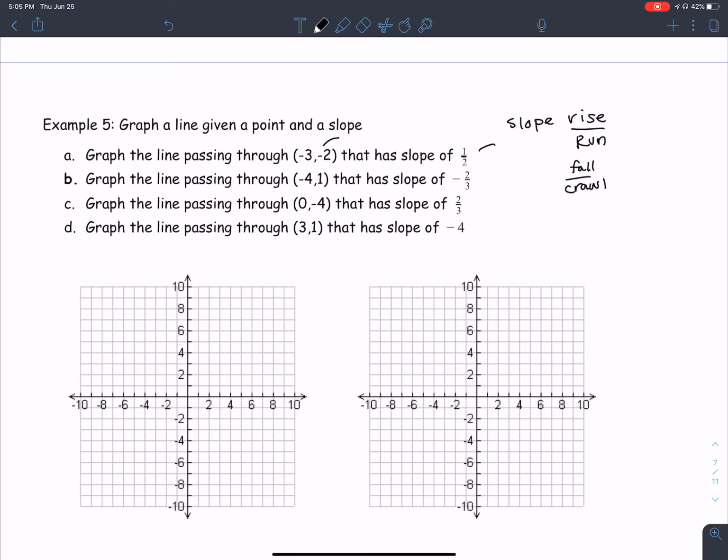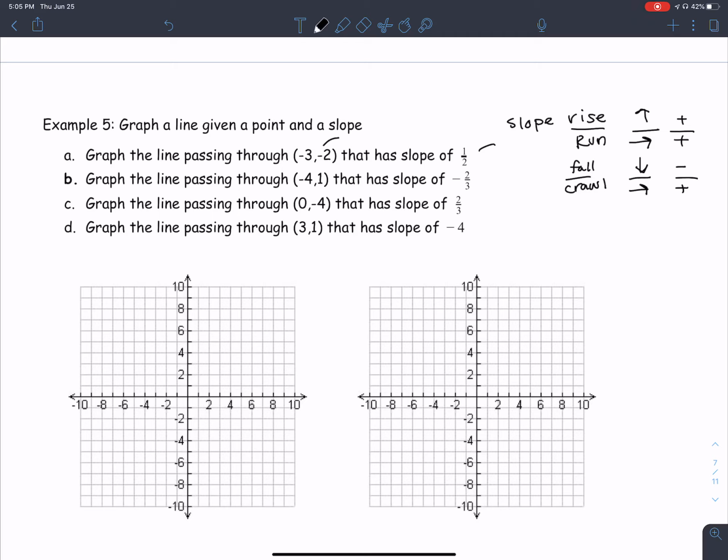okay? Anytime we rise and we run, I always go up, then I always go right. And if I'm going to fall, I'm going to go down, and then I'm going to go right. So up and right, positive, positive; down and right, negative, then positive. Left is negative, but as you see, I always go right. Okay, here we go. Graph a line that passes through -3, -2.